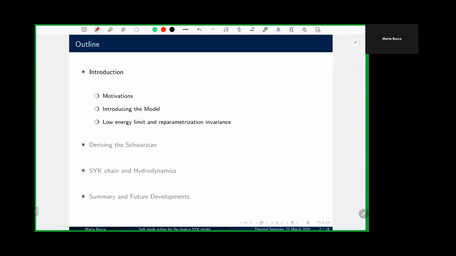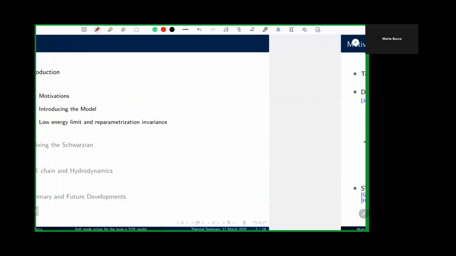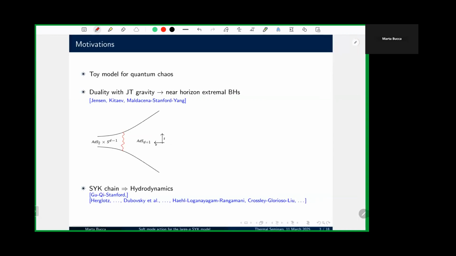So first I thought I'd give a bit of an introduction, so motivate the general interest in the SYK model, talk a bit about the model itself, and in particular with a focus on the low energy limit and the emergent reparameterization invariance that is going to be the focus of the first half of this talk. So why do we care about SYK?